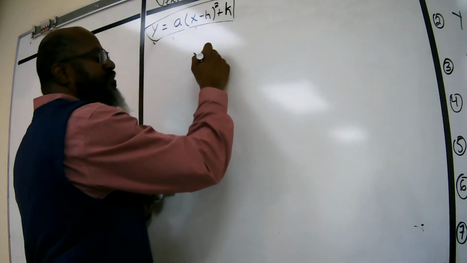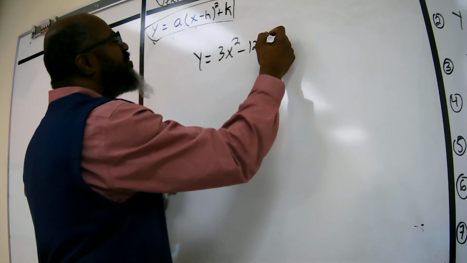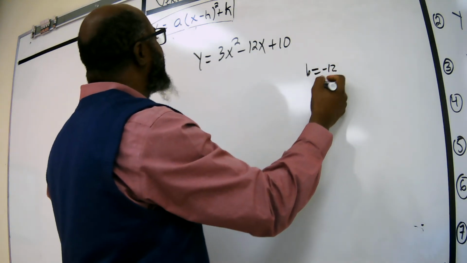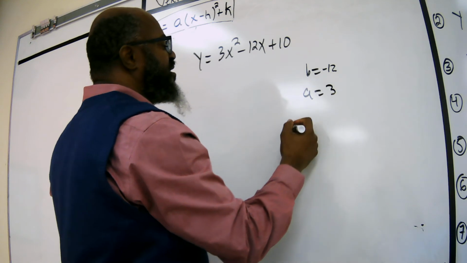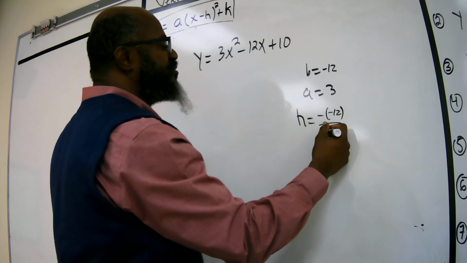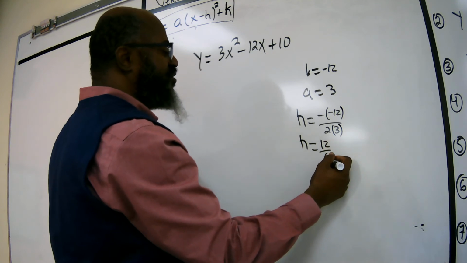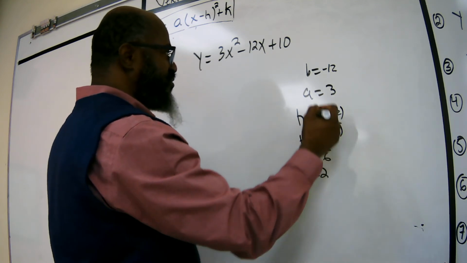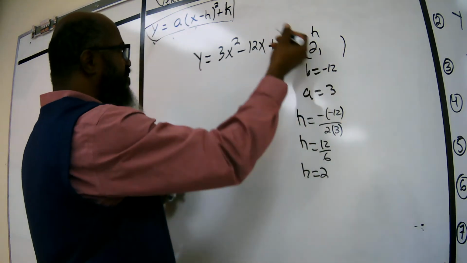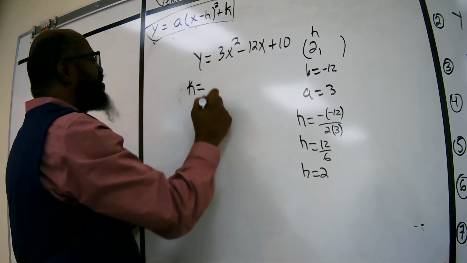Alright, y equal 3x squared minus 12x plus 10. Alright, b is negative 12, a is 3, my axis of symmetry is negative b over 2 times a. You will have h equal 12 over 6. My h is 2. Now I need to find k. I'm going to take that 2 and replace it here. I will have k. Why k? It makes no difference. Since it says k, let's put k.